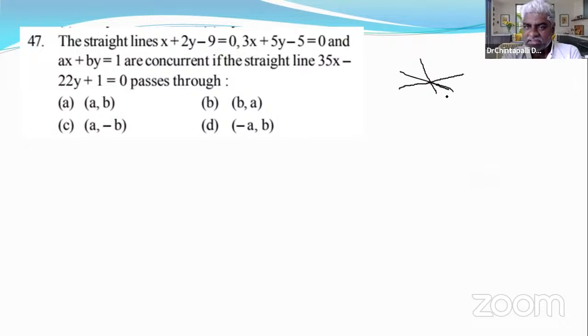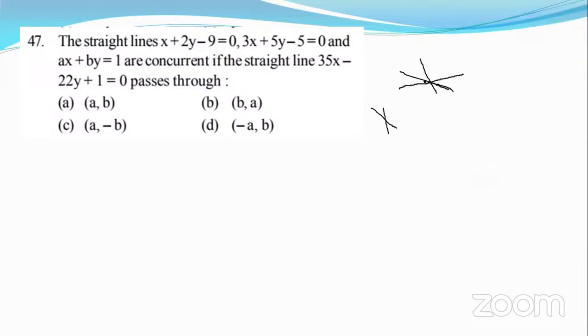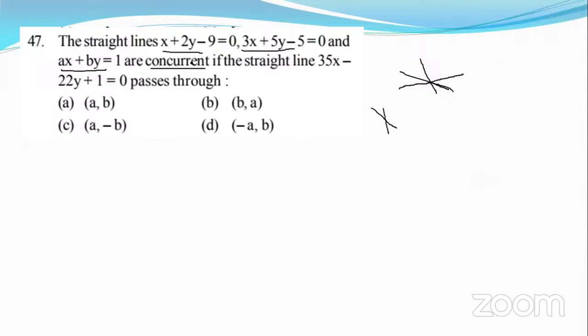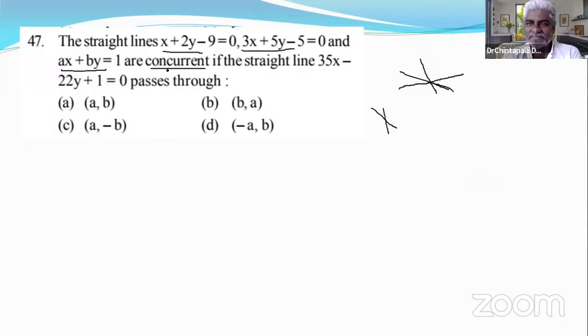These are concurrent lines. See, these are intersecting lines. These are concurrent lines. Since there are three lines, they used the word concurrent instead of intersecting. If there were only two lines, they might have used the word intersecting. Now we have understood why they used the word concurrent, right? Because there are three lines.